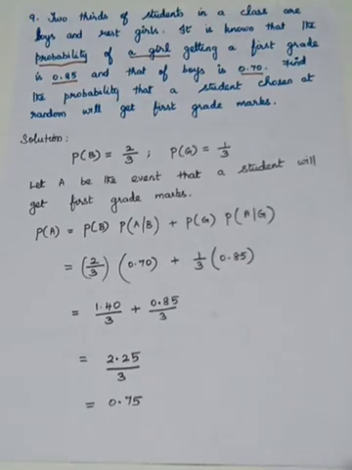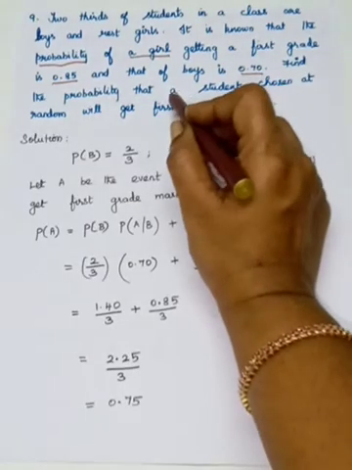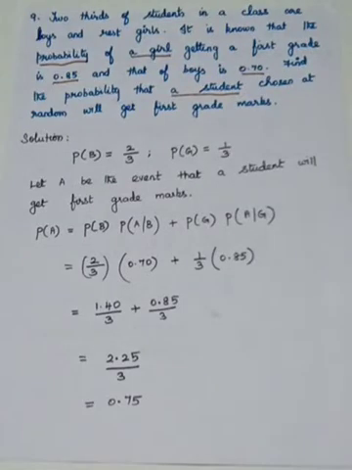Find the probability that a student chosen at random will get first grade mark. So we have to select a student and the chosen student will get first grade mark. The probability has to be found out. So we have to find the probability that a student chosen at random will get first grade marks.